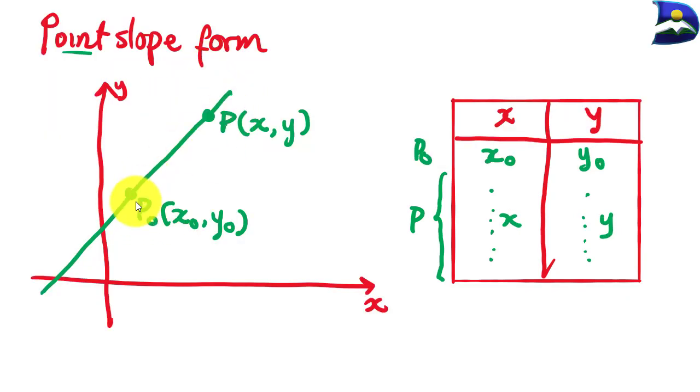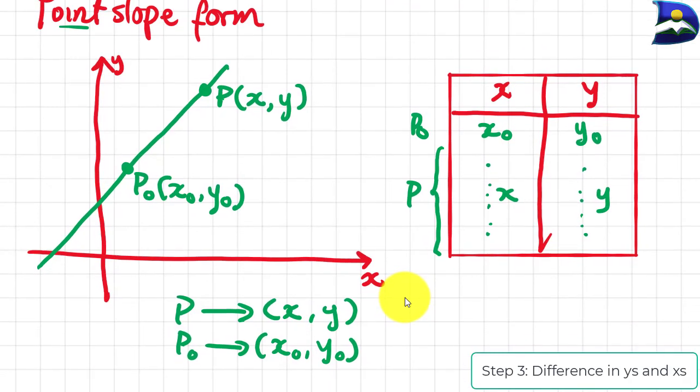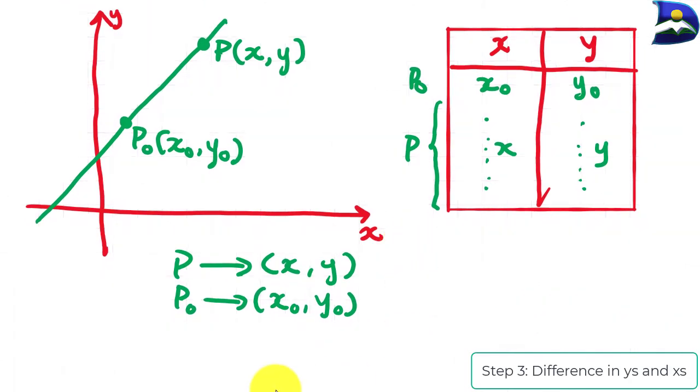Now take note that once we've achieved these 2 terms, which are picking the 2 points and finding out what the x and the y are, we have our p corresponding to our x and y, and our p naught corresponding to x naught, y naught. We will then move on to the next step, which is to derive the difference between the 2 points. In this case, this is addressed as step 1.